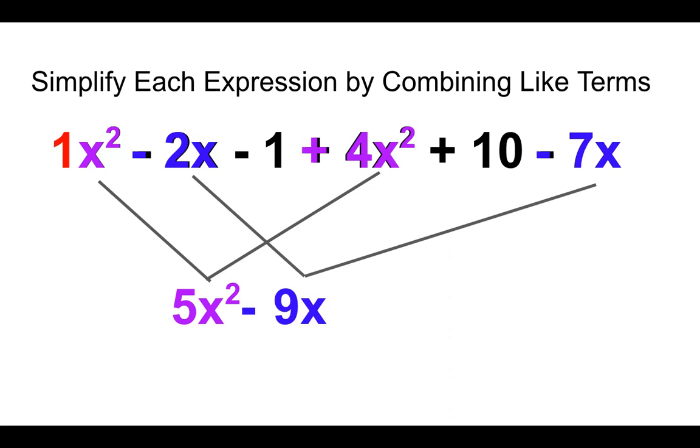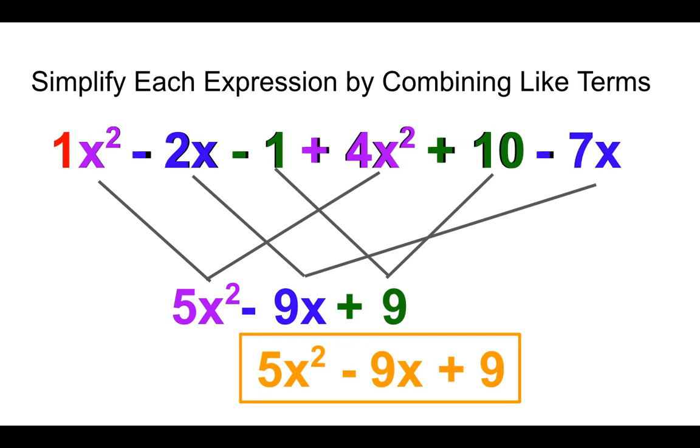Lastly, we have our numbers, or our constants, without variables. We have negative 1 and positive 10. Negative 1 plus 10 gives us a positive 9. We have simplified this expression to what we have in orange, 5x squareds minus 9x's plus 9.